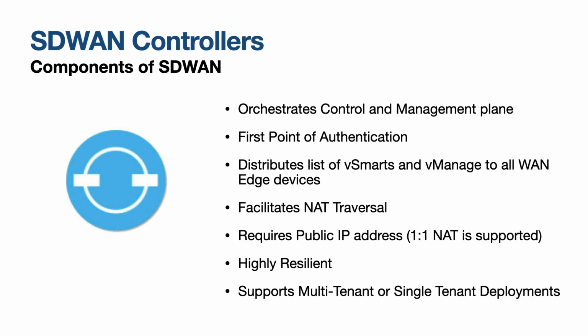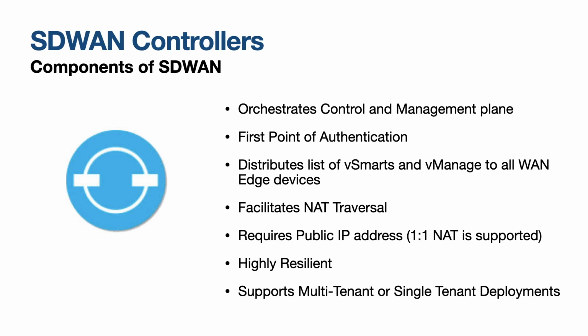It's the responsibility of the vBond to distribute lists of vSmarts and vManage devices and resources to all WAN Edge components that we're attaching to our fabric for the purposes of sending data. It's the vBond that allows us to employ communication behind network address translation firewalls, whether they're full cone or partial cone configurations. And it's also important to note that since this resource must be reachable by everything, it is recommended that it has a public IP address, although one-to-one NAT is supported.